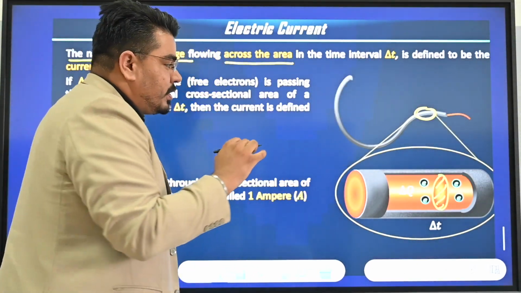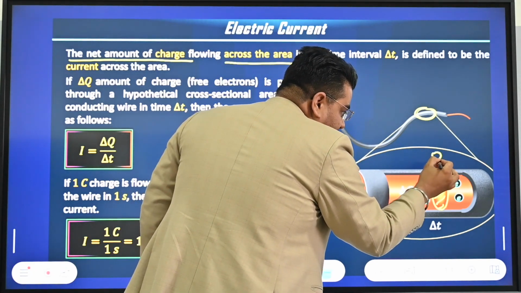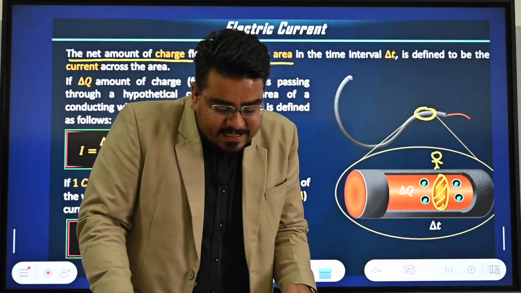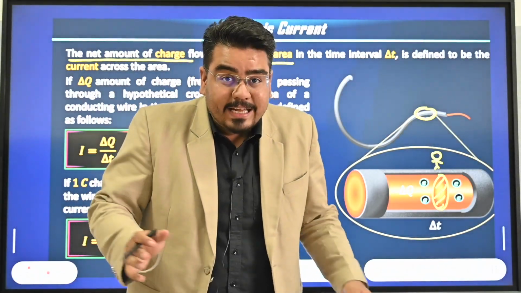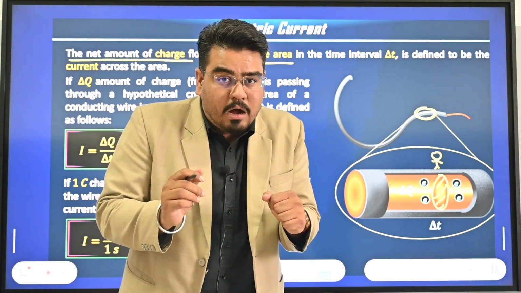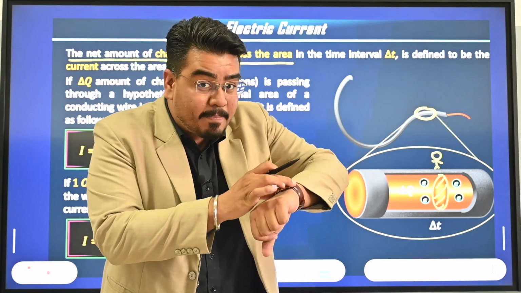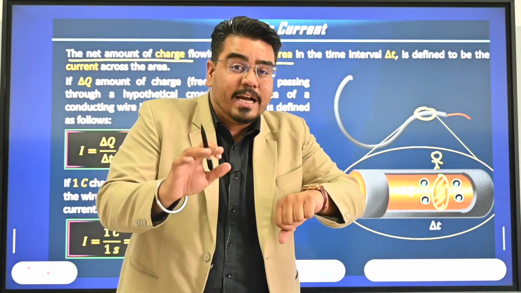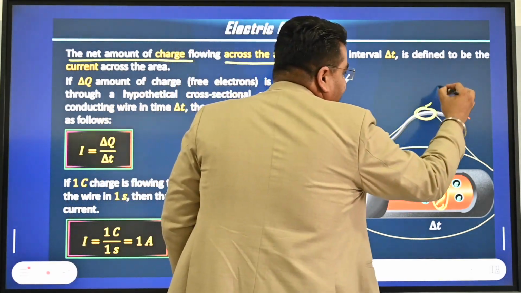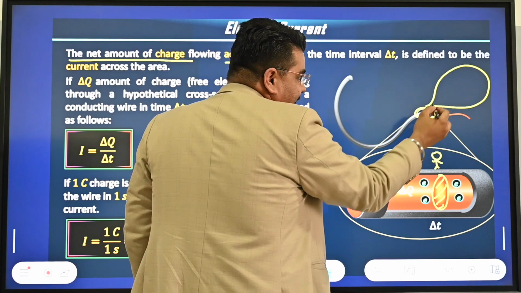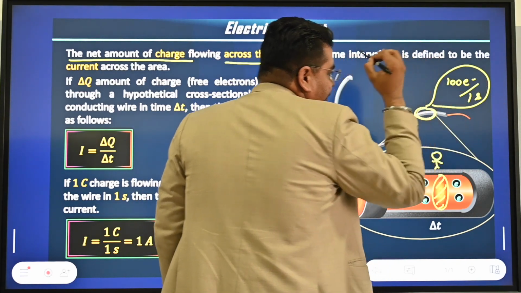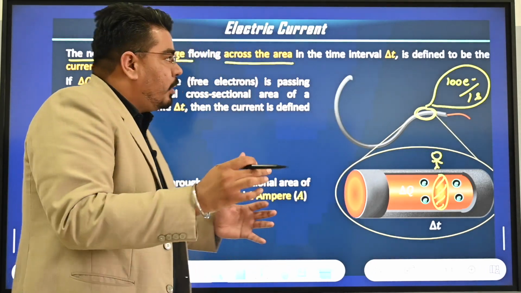Now let's suppose, understand it like this. If I am standing right on the top of this part, and I say let me count how many electrons are basically passing. So the number of electrons, let's suppose I start my watch and I count that 100 electrons have passed in 10 seconds. So if I know the total number of electrons, how many are passing from here? 100 electrons have passed in 1 second. So you can figure out what is the total charge.